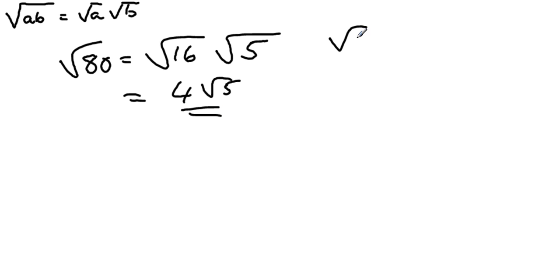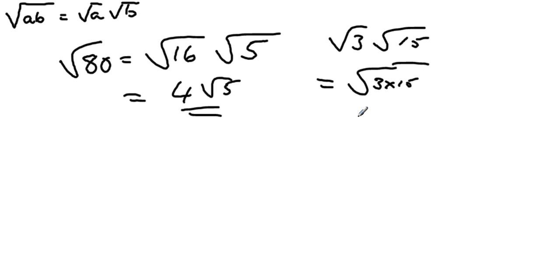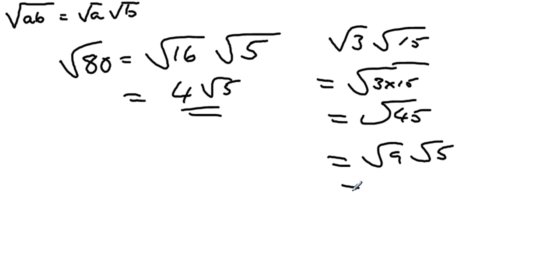Similarly, you can do this property in reverse. So 3 root 15 is just the square root of 3 times 15, which is the square root of 45, which is the square root of 9, square root of 5, or 3 root 5. Okay, so you can use this both ways.